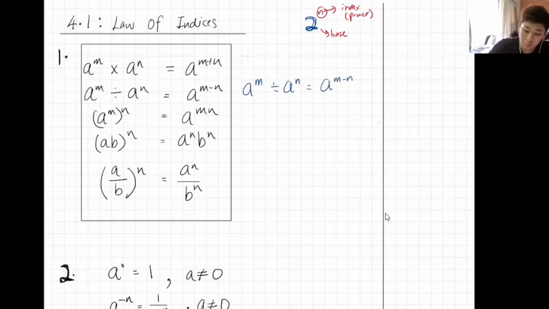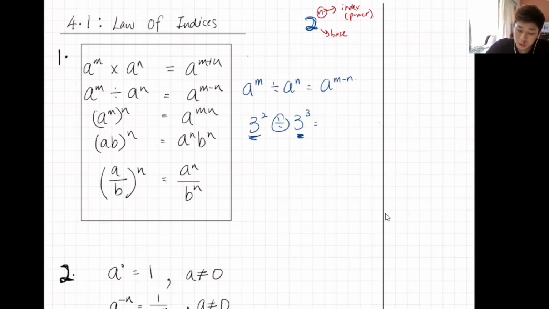Okay, I'll give you an example. Example is when you have 3 to the power of 2 divided by 3 to the power of 3. Since it's a division and they are the same base, I always don't forget to mention it's the same base. If it is not the same base, you cannot do it, understand?